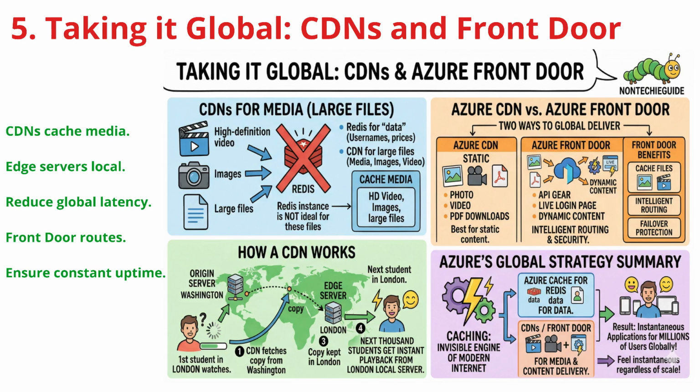Azure offers 2 ways to handle this. Azure CDN is perfect for static files like photos and PDFs. But if you want the luxury version, you choose Azure Front Door. It doesn't just cache files, it handles dynamic content like login pages and uses intelligent routing to send users to the fastest available server. If one server fails, Front Door automatically redirects traffic so the app never feels offline. Caching is truly the invisible engine that makes the internet feel instantaneous for millions of users worldwide.